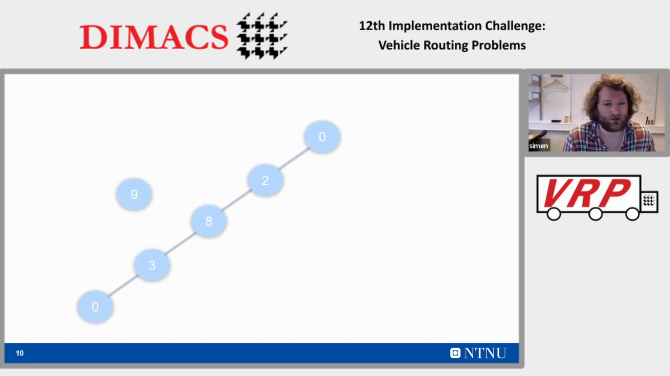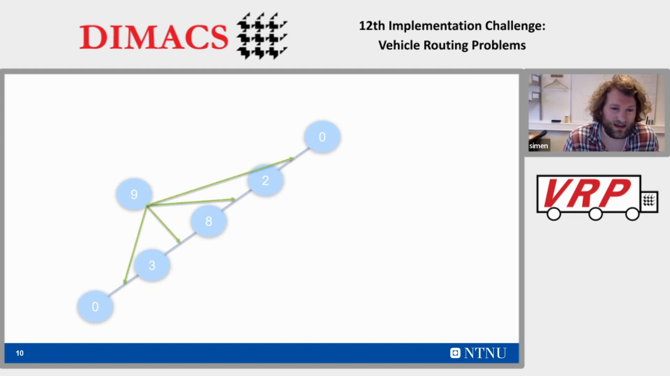And let's say here we wanted to add node 9. And node 9 can be inserted into this route in different positions. And what we basically see here is that the cheapest place to insert it is, let's say, between node 3 and 8.